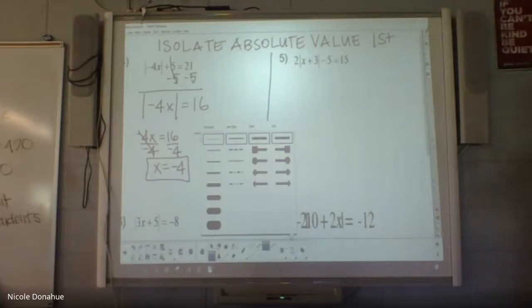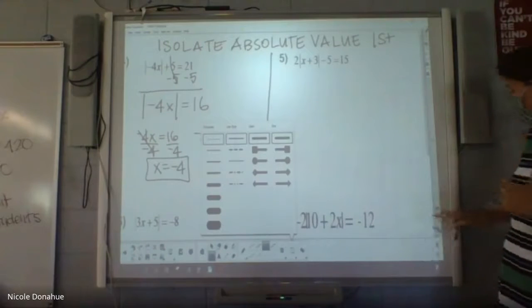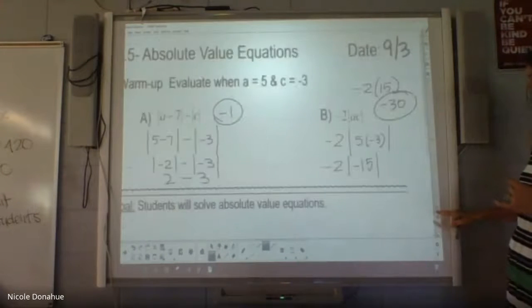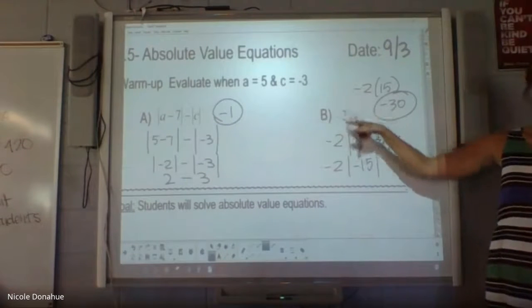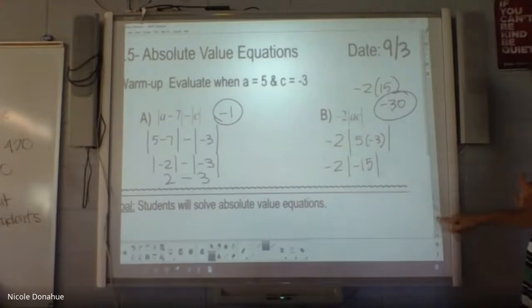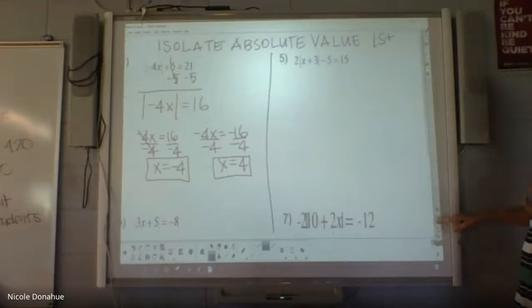Okay, so I actually like that you said distribute. It's not correct, but I'm glad we're talking about it. We don't want to distribute with absolute value. Kind of going back to the front side here, we didn't want to distribute this negative 2 in. Same thing goes here. We don't want to distribute with absolute value. Yes?